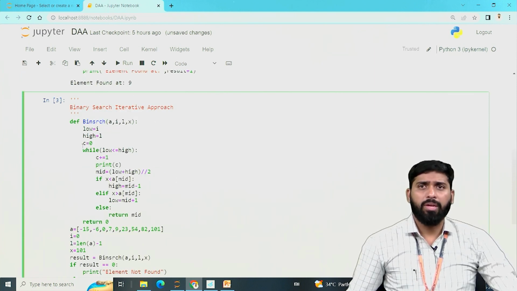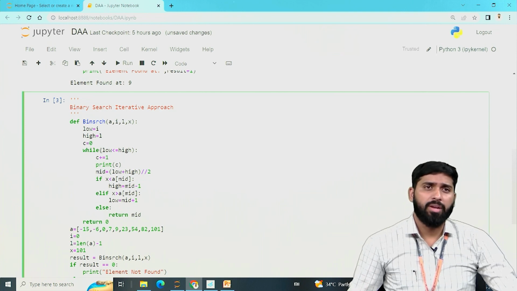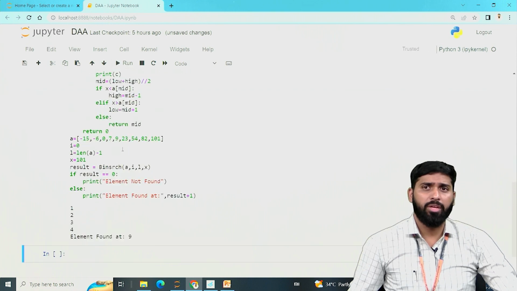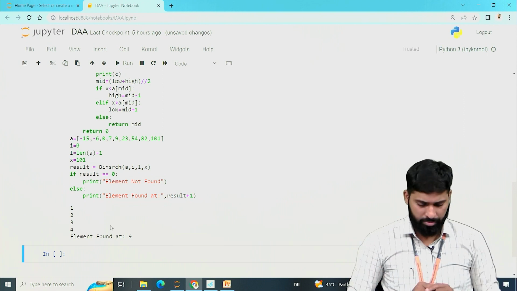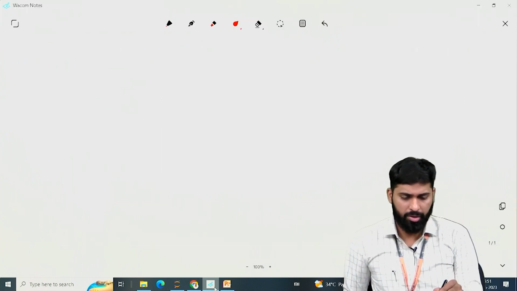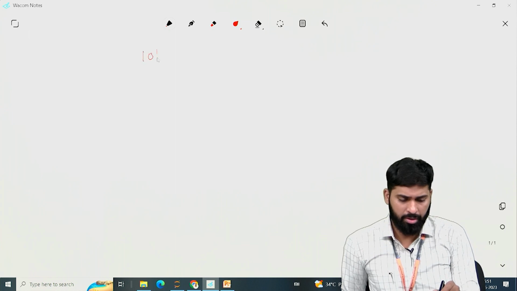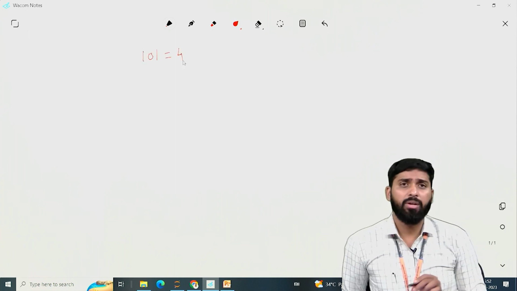Now here I am taking one variable to represent the number of comparisons, C. Whenever I do a comparison, I increment the C value, and I print C. Now if I give the input 101, the searching element is 101, the number of comparisons is 4.